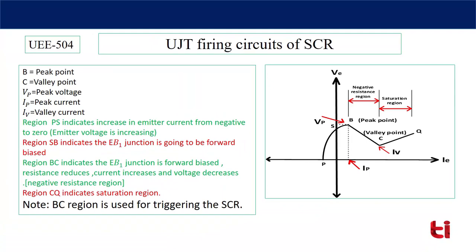Let's again discuss the different points of this graph. B is the peak point. At the peak point, the voltage is known as peak voltage and the current is known as peak current. C is the valley point. At the valley point, the current is valley current. In the PS region, negative current is there because of the leakage current. In the SB region, the PN junction is going to be forward bias. In the BC region, it is forward bias and current has increased. This is the negative resistance region. The CQ region is the saturation region. So the BC region is our focus and will be used for triggering our SCR.